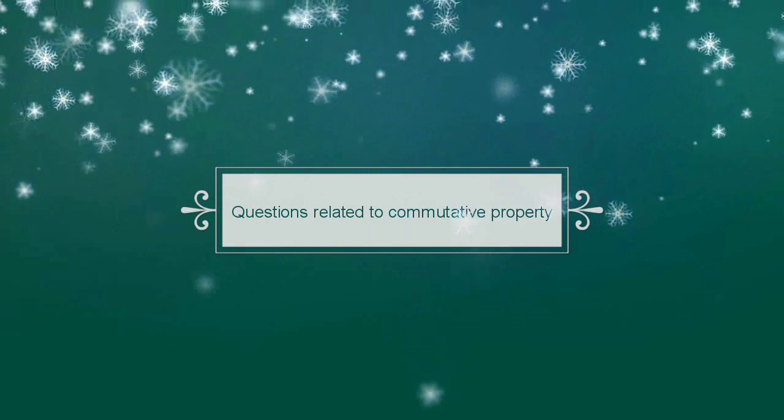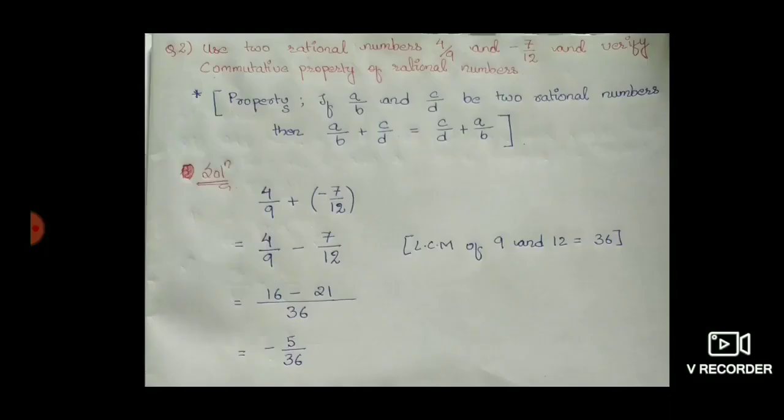Our second type of question is related to commutative property. In this question, we have to use two rational numbers, 4 by 9 and minus 7 by 12, to verify the commutative property of rational numbers. The property states that if a by b and c by d are any two rational numbers, then a by b plus c by d will be equal to c by d plus a by b. That means on interchanging the position of the terms, the result will be the same.